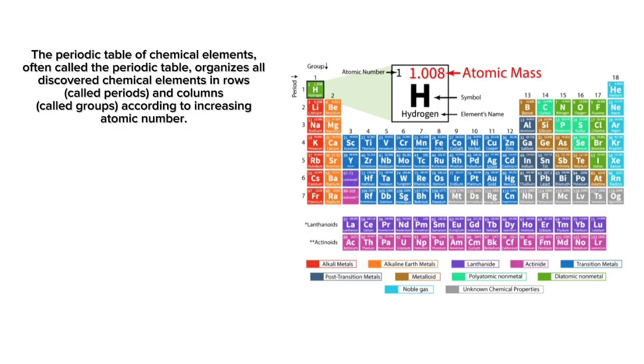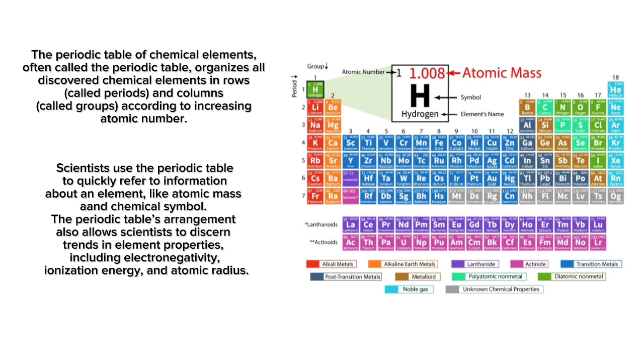Periodic table of chemical elements. The periodic table of chemical elements, often called the periodic table, organizes all discovered chemical elements in rows, called periods, and columns, called groups. According to increasing atomic number, scientists use the periodic table to quickly refer to information about an element, like atomic mass and chemical symbols.